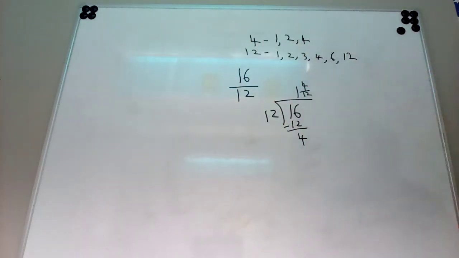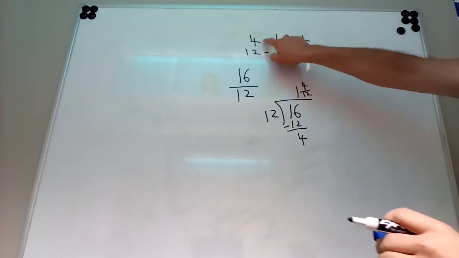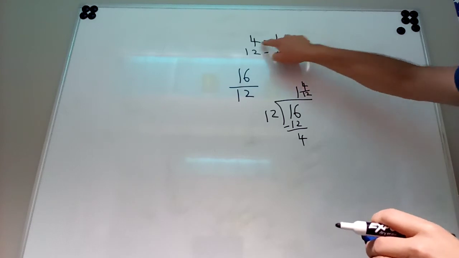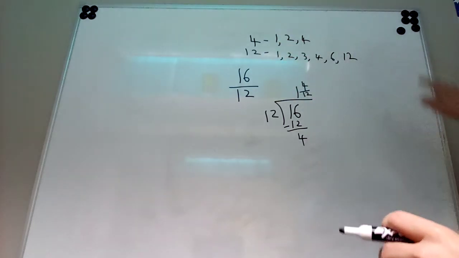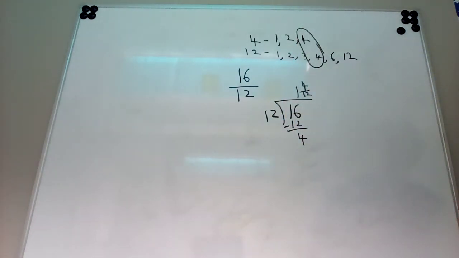So all of those are factors of 12. All of those numbers will go into 12 evenly. 1 times 4 is 4, and 2 times 2 is 4. So those are the factors of 4. Well, what's my greatest common factor? My greatest common factor is 4. So this is just a quick little review on greatest common factor.